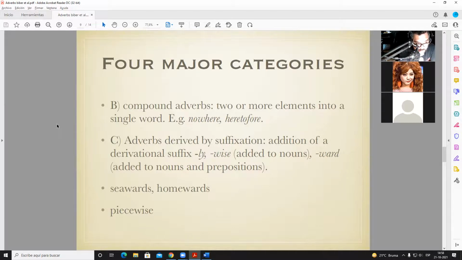In letter C, you have this very well-known rule where if you add ly as a bound suffix, a derivational morpheme, then you change whatever was the stem or root into an adverb, right? The interesting stuff is that you have two others, like wise and word. So you can see homeward, words, and piecewise.